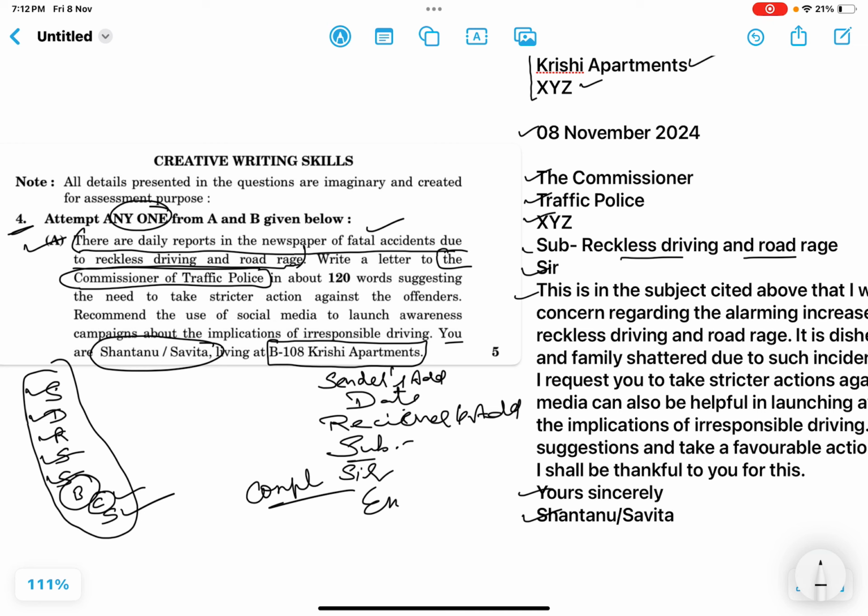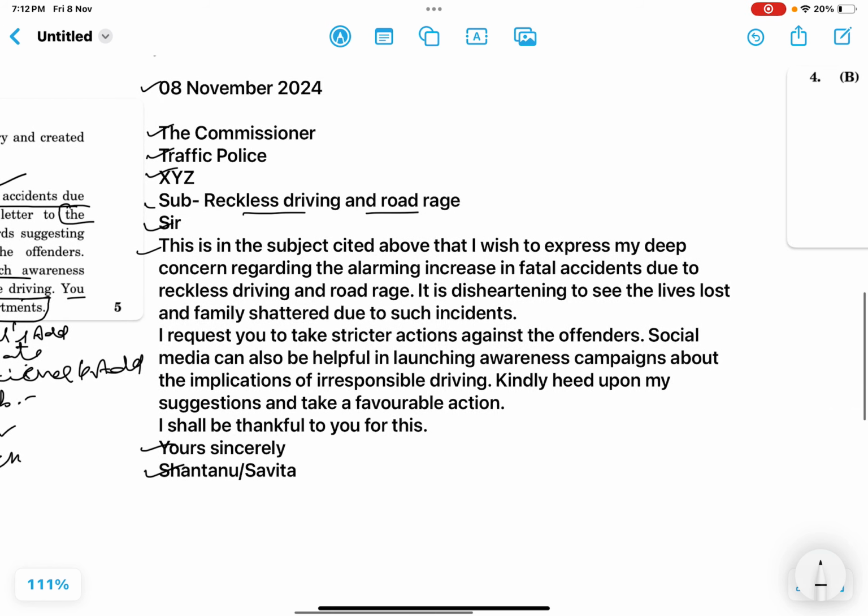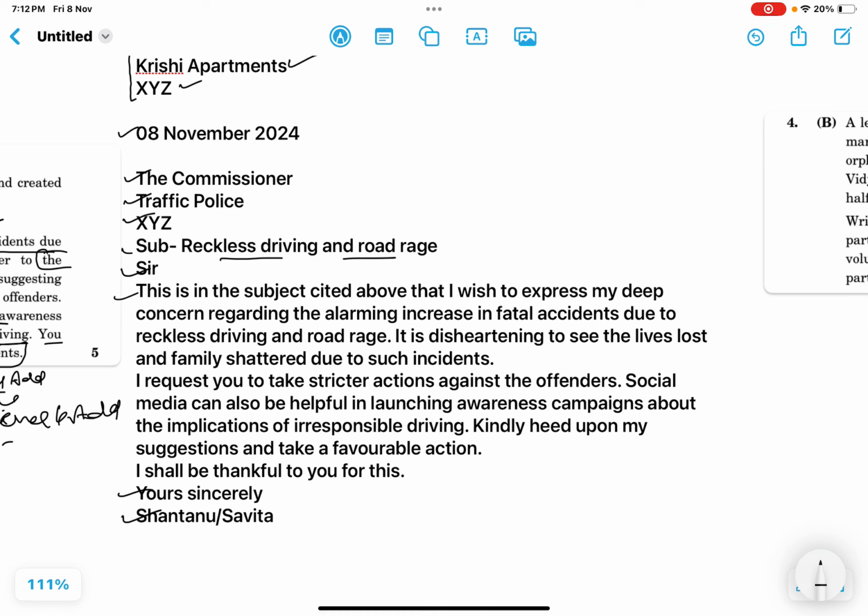Then this one is, there is a need to take stricter action against the offenders, and we can use the social media to launch awareness campaigns about the implications of irresponsible driving. We may use this content as well. So now you can see the body of the letter. So how would you start? You would start like this.